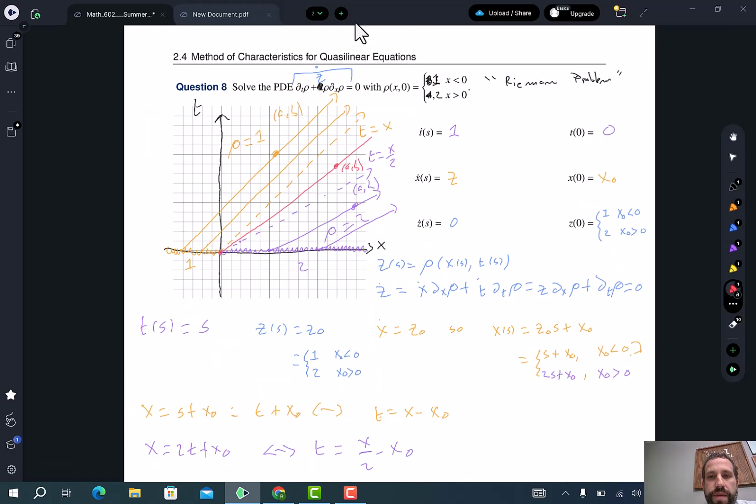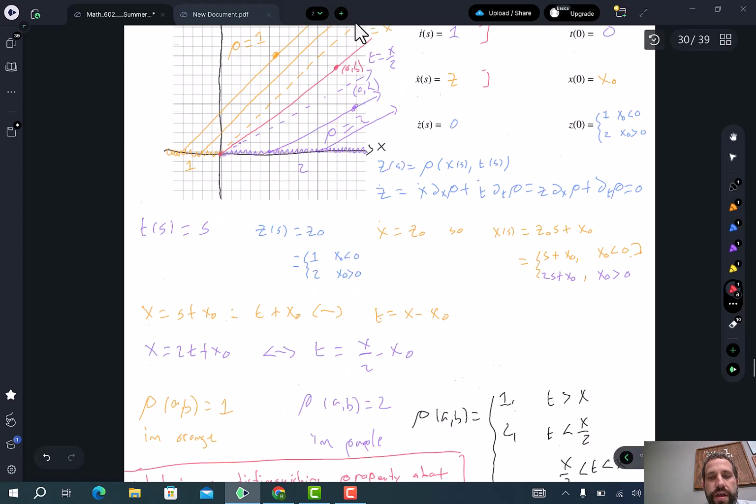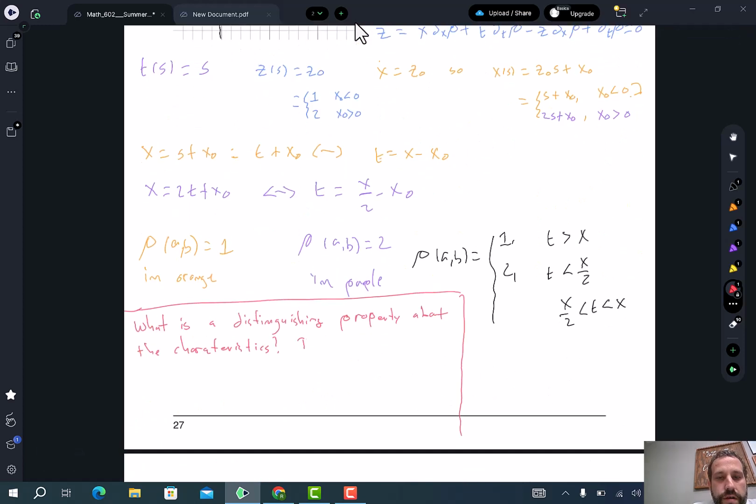The slope is going to be equal to the t derivative over the x derivative. So the slope satisfies m is equal to t dot over x dot. This is true for any characteristic at all. In this problem, t dot is equal to 1 and x dot is equal to z, but z is just equal to rho. So we've got m is equal to 1 over rho.